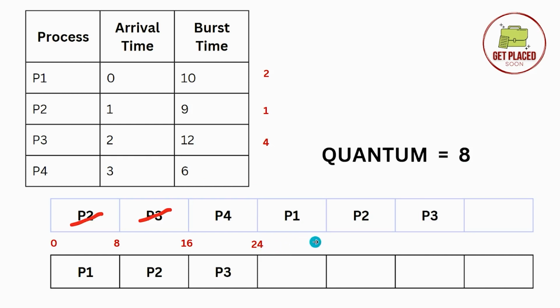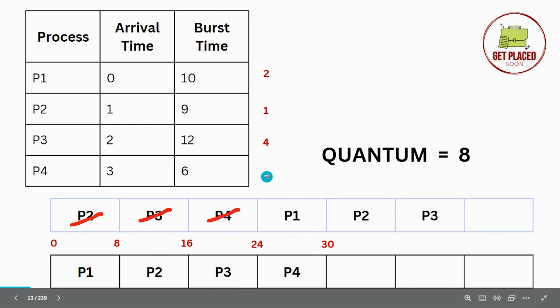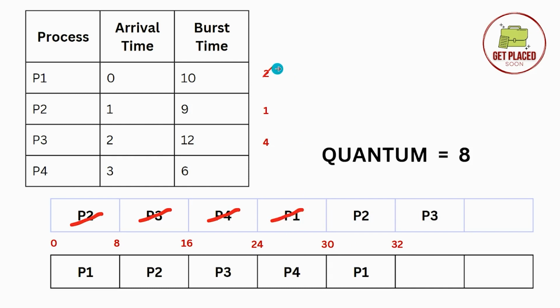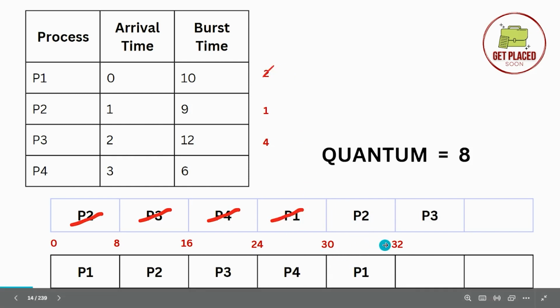We can use only 6 units of time. Therefore 24 plus 6 is equal to 30, and we are using the P4 here. P4 is completed, nothing is left. That's why I'm not adding anything here in the P4 queue. Moving ahead, we have P1. P1 has 2 left. So 30 plus 2 is equal to 32. We will complete the P1 thing.